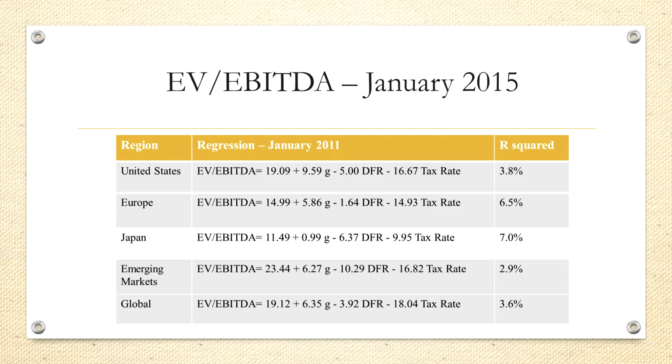And in this table, we run regression among different markets to see what is a reasonable EV to EBITDA ratio. And as I said, the regressions are different through different time and on different markets. But the key factors that we're using here are growth rate, tax rate, and DFR, depreciation amortization. I need to check the tax rate to see what the detail is.